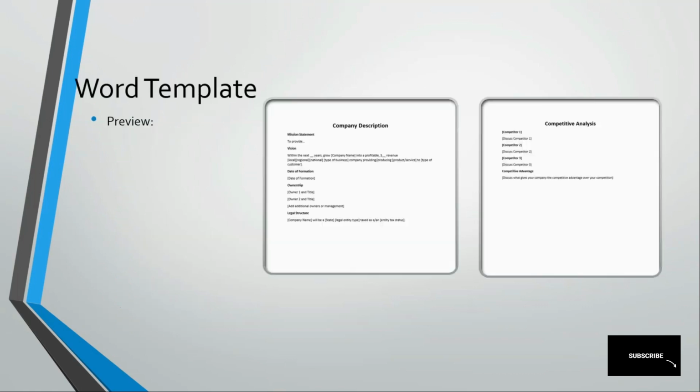And here's just a preview of what the Word template looks like. We're looking here at the company description. It helps with the flow of the business plan, so you go through and fill things out, and it's formatted so that you can just enter in your information. And then looking at the competitive analysis, you can see where you're just going to enter your competitors and come up with your competitive advantage and how you stick out as it relates to those competitors.